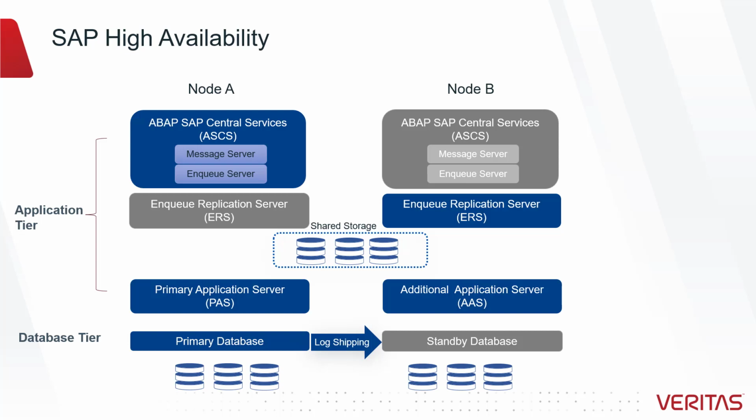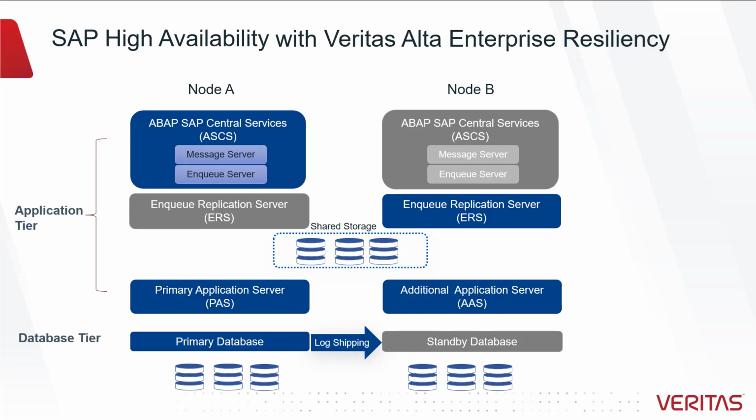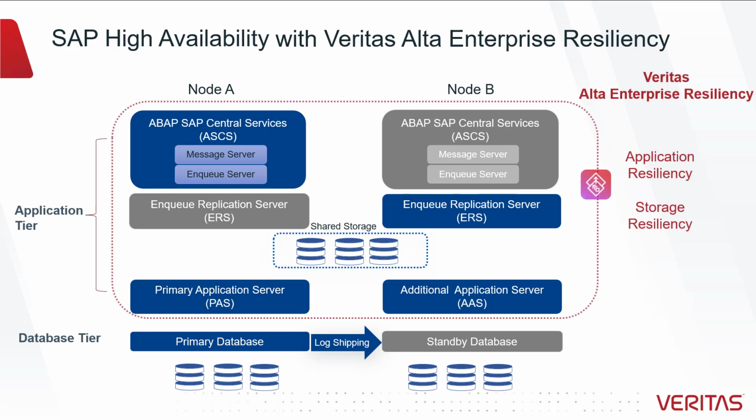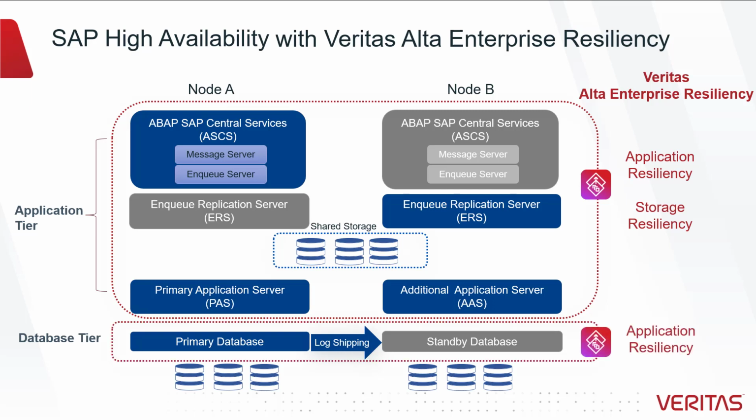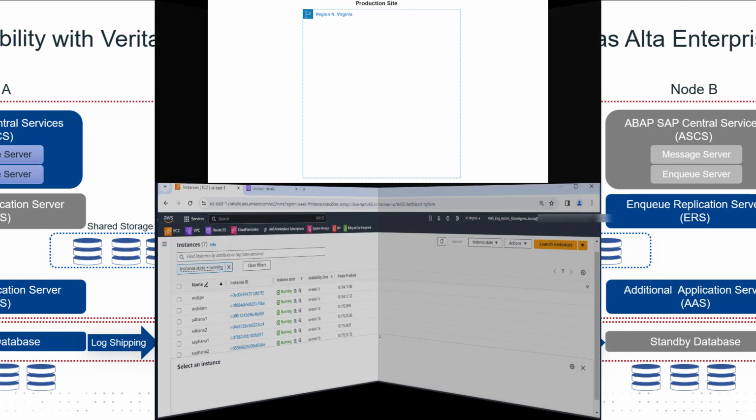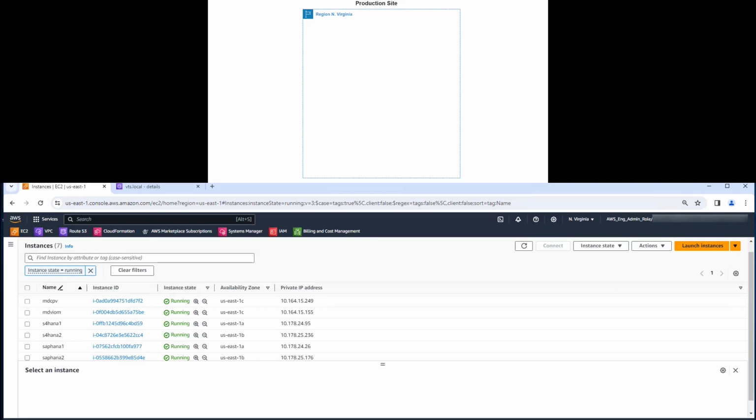SAP does not have a clustering mechanism to do an automated failover of its components. This is where Veritas Alta Enterprise Resiliency, comprised of both application and storage resiliency, is most advantageous. For the application tier, both the application cluster services and shared storage capability is needed, and for the database tier, only the application resiliency component is employed. Let's now see a demo of Veritas Alta Enterprise Resiliency providing high availability for SAP in the public cloud.